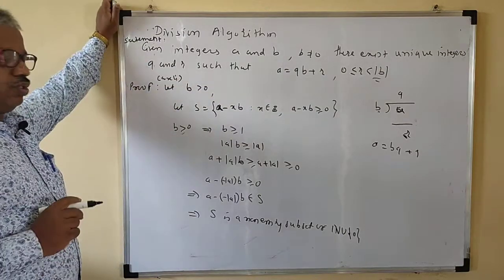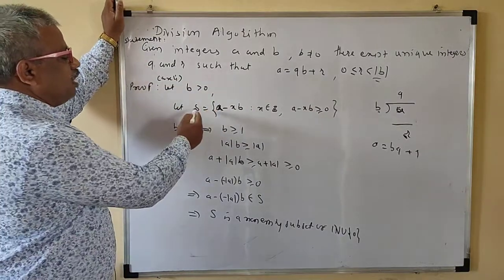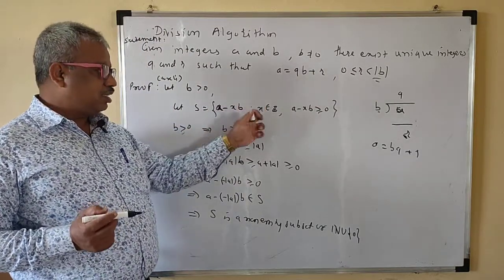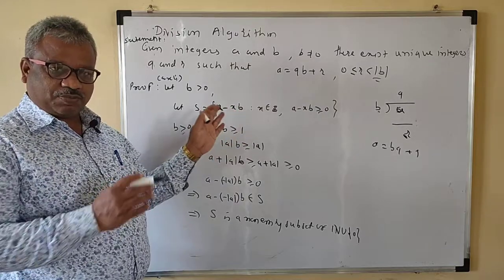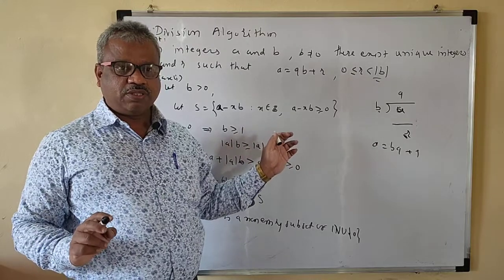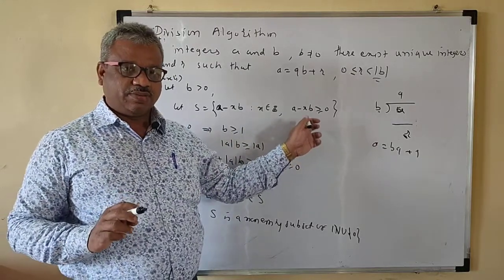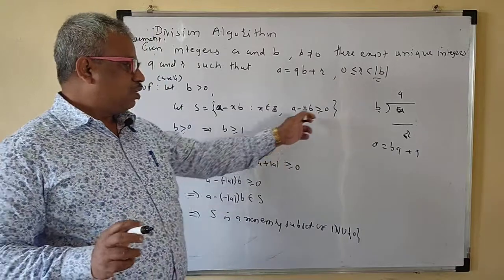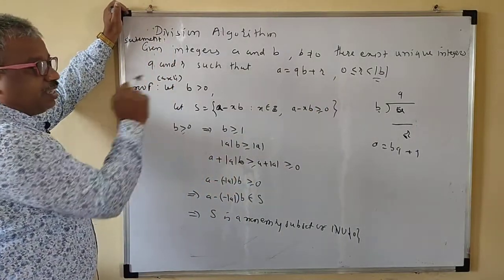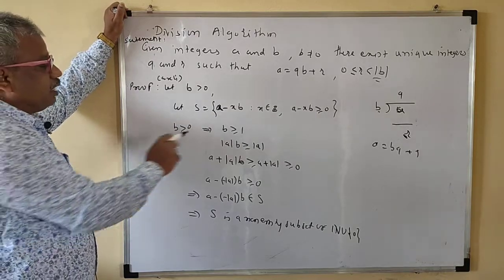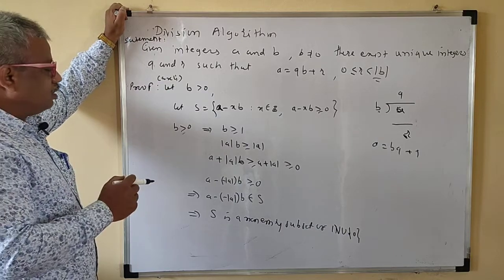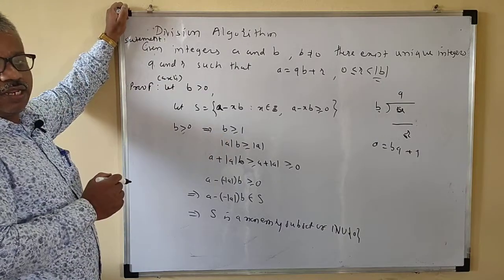Let b be greater than 0. Suppose S is the set of all numbers of the form a minus xb, where x is an integer and a minus xb is greater than or equal to 0, which is non-negative. Non-negative means not negative, so 0 is included, whereas positive means 0 is not included. Now we have b greater than 0 and b is an integer. That means b is greater than or equal to 1, because b is an integer and it is positive.